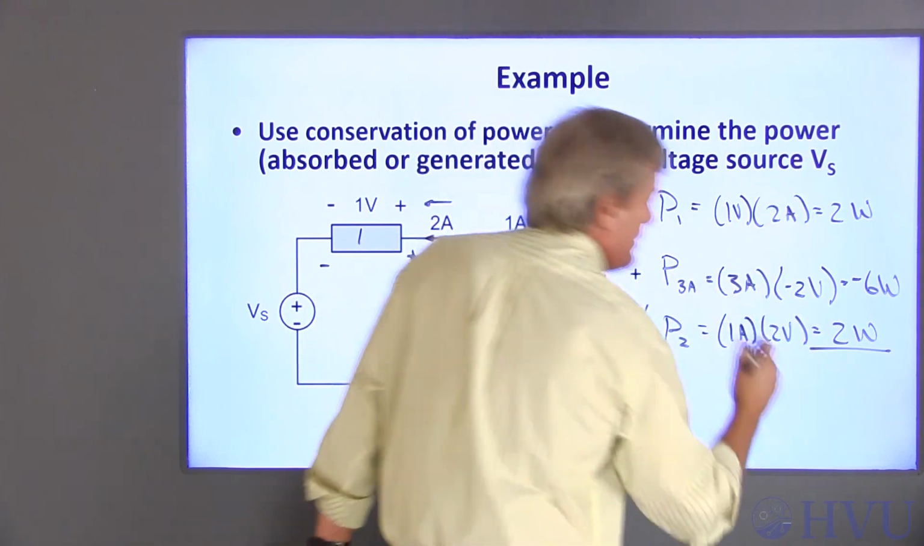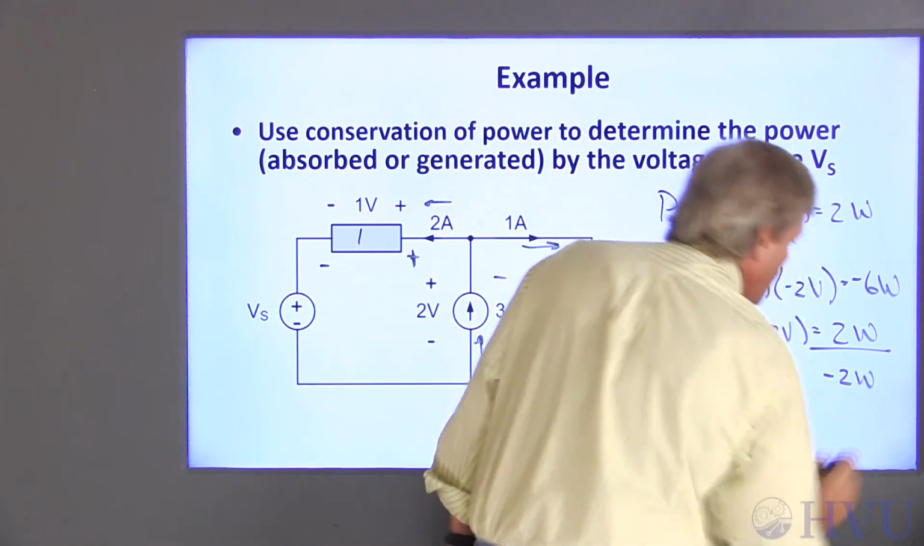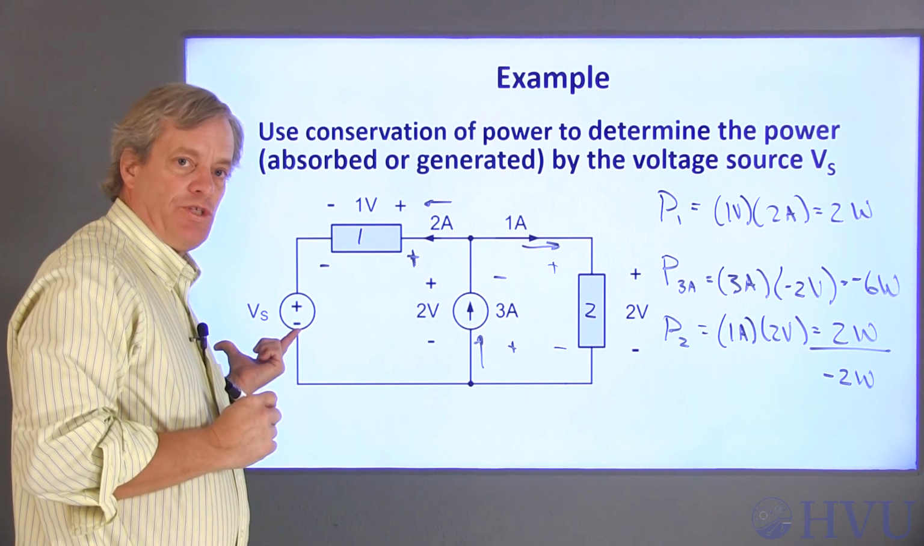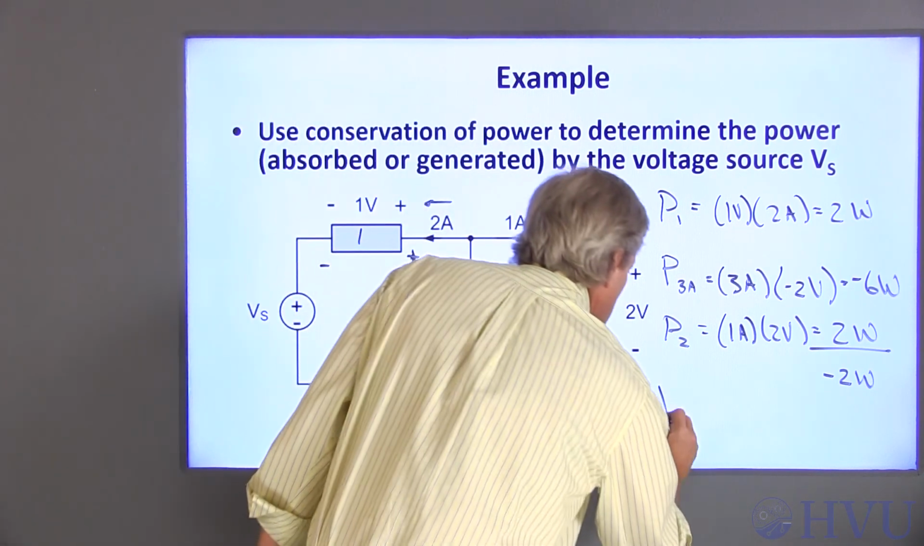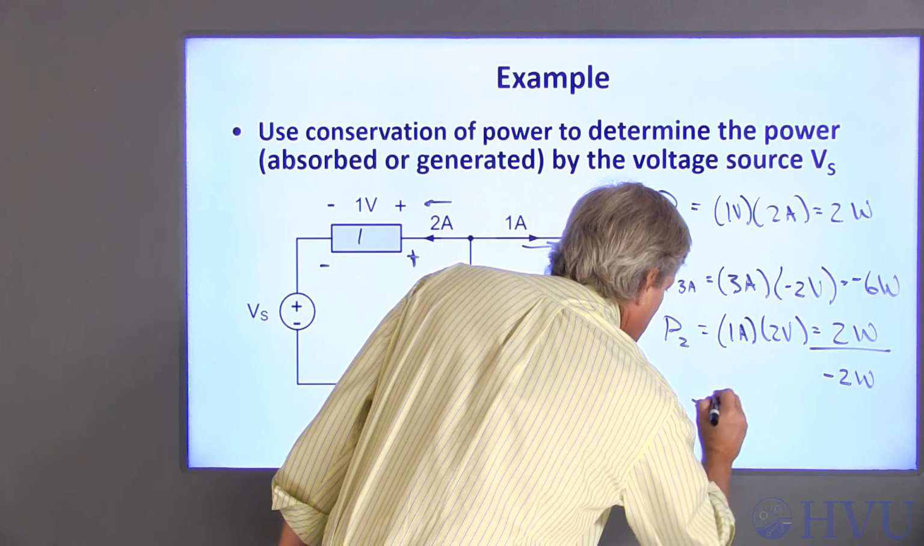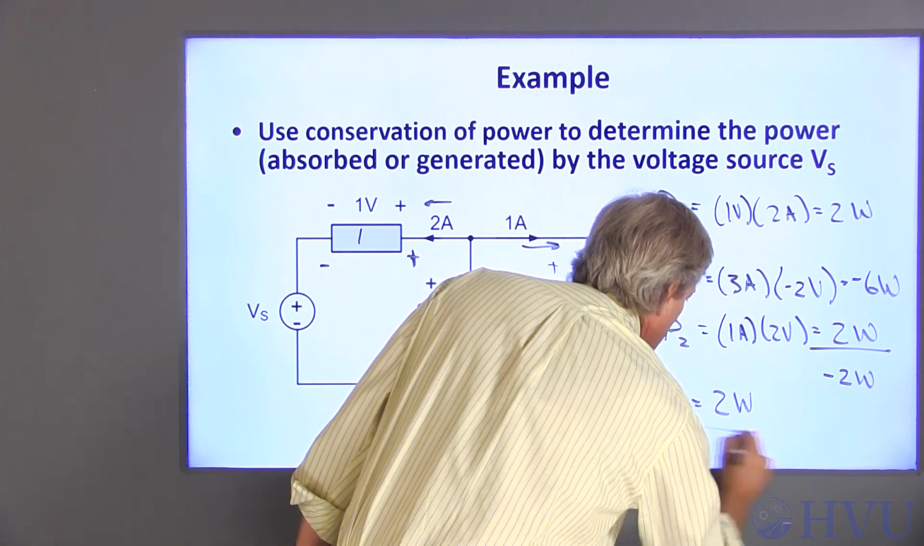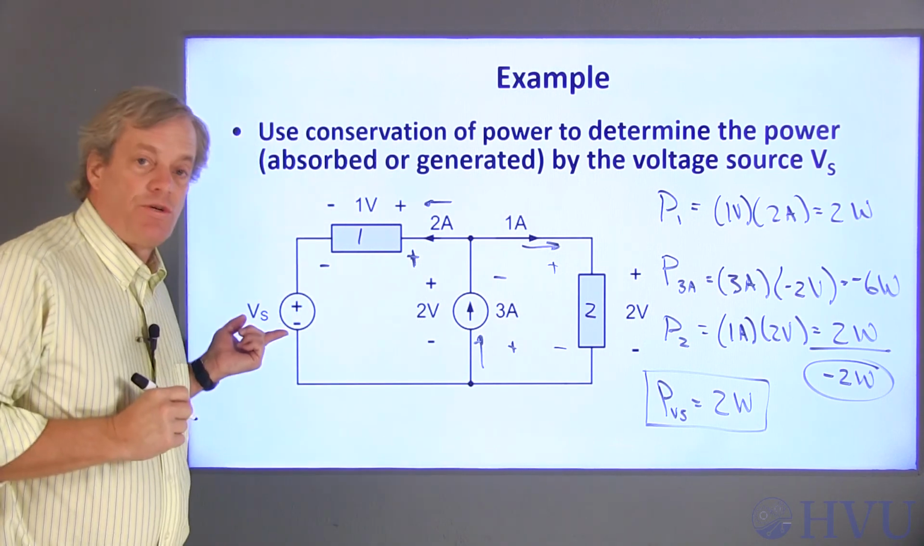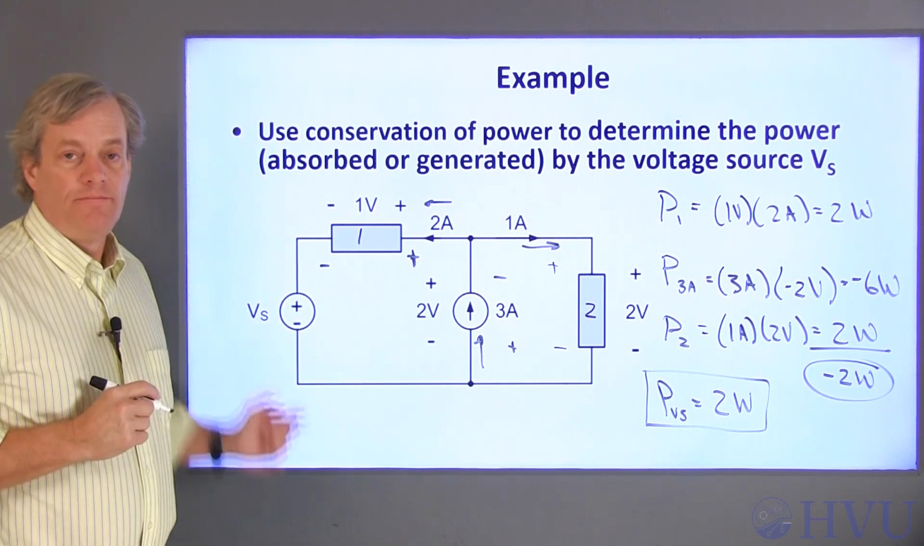If I add all of these up, I get negative 2 watts. That has to be balanced out by the power absorbed or generated by V sub S. So P V sub S has to be positive 2 watts in order to make everything sum up to 0, and this voltage source is actually absorbing power.